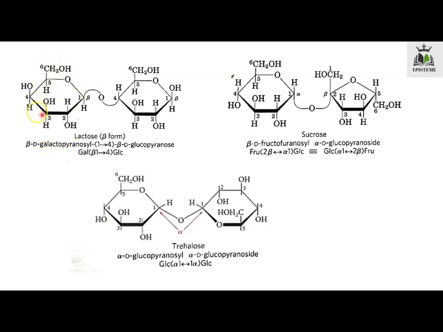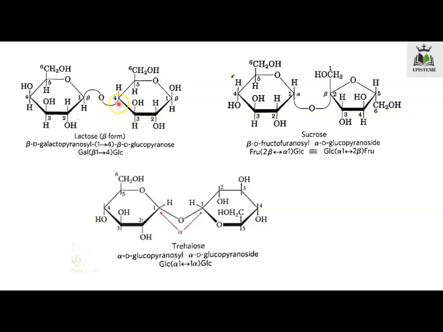Then galactopyranosyl, because it's a galactose structure. Galactose, why? Because at carbon number 4 the OH is at the top, and in glucose what we had? In glucose we had this OH at the bottom at carbon number 4, so that's why it's galactopyranosyl. Pyranosyl because it's a pyranose structure and it's in an ionic form. 1,4 because the contributing carbons are 1 and 4.